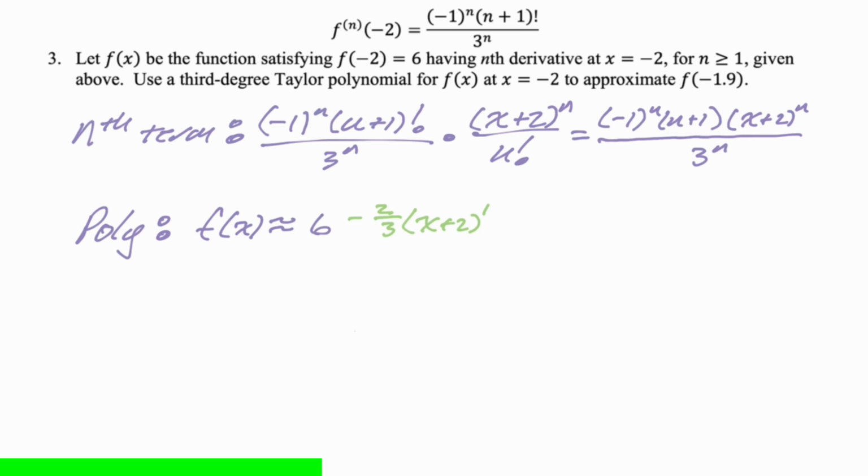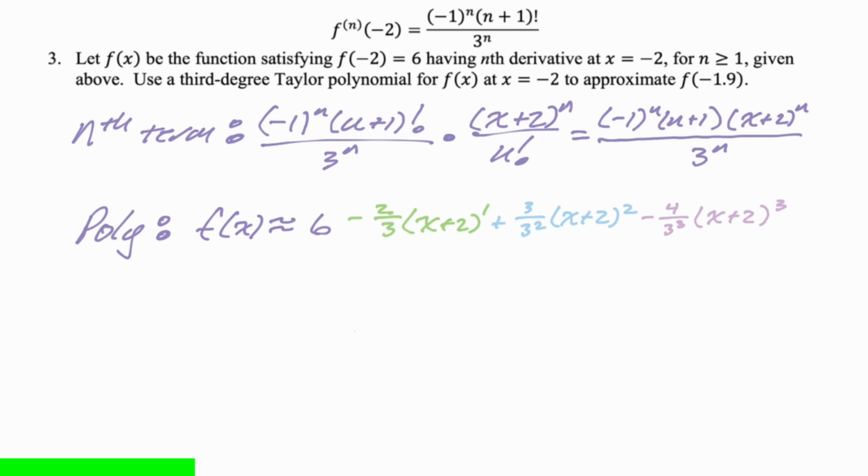Then we're going to plug in 2. So that's going to give us plus 3 over 3 squared x plus 2 squared. And we're doing third degree, so we're going to plug in 3. That's going to give us minus 4 over 3 cubed x plus 2 to the third. So that's how you do these. They look a little weird, and I don't know if they're intimidating or not, but they look weird. I think of them as just being annoying, to be honest.